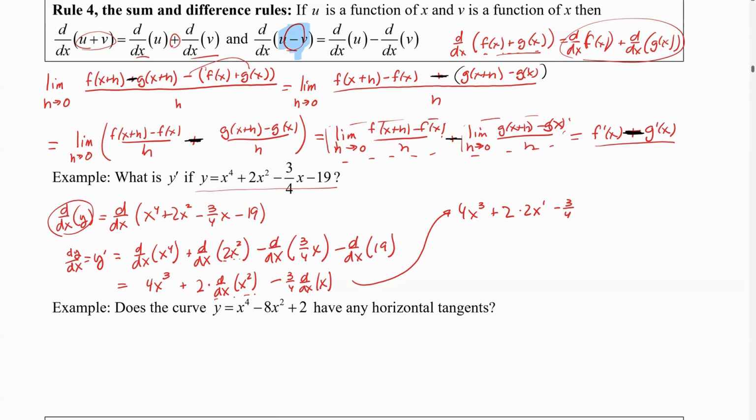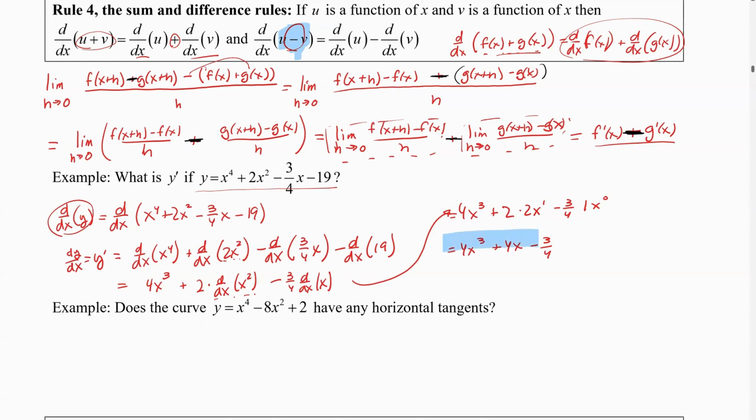Minus 3/4 and the derivative of x. Bring the power down, reduce the power by 1. Oh, well, x to the 0th, that's just 1. So how about 4x cubed plus 4x minus 3/4? And that's our final answer.